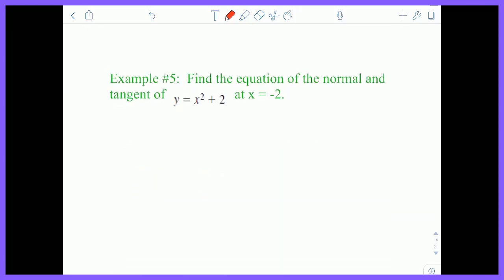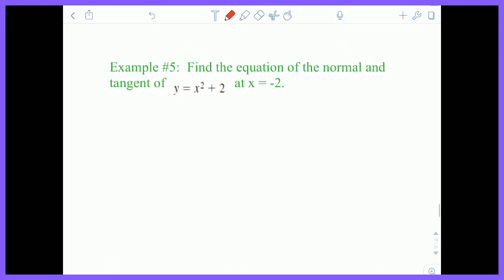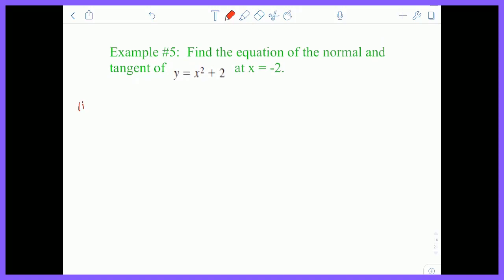Let's try an example. This one says, find the equation of the normal and the tangent of the curve y equals x squared plus 2 at x equals negative 2. So the first thing we have to do is find the slope. So let's go ahead and do the limit as h goes to 0. Now we're going to find it specifically at negative 2, okay?